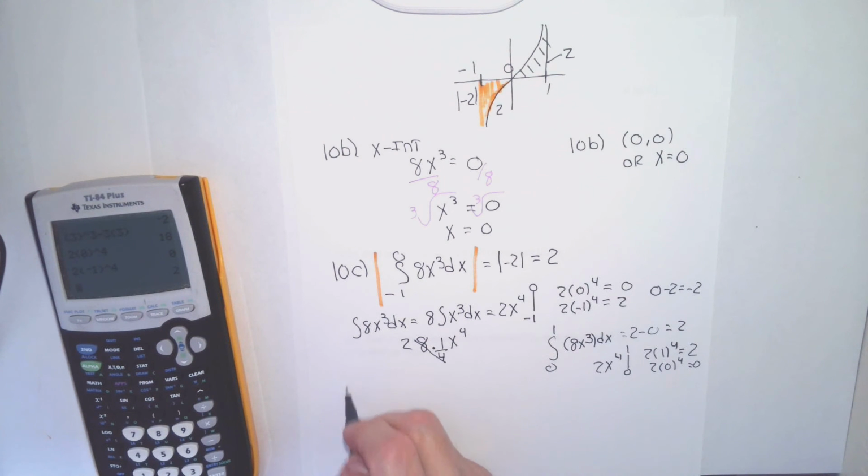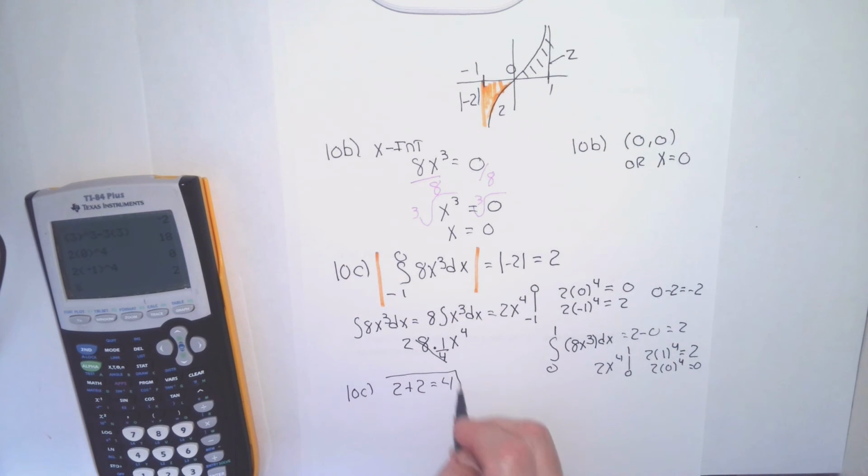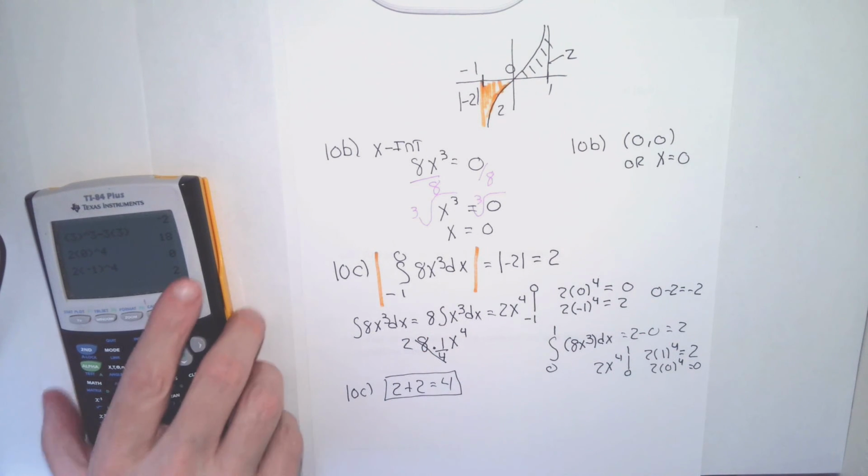The answer to 10C, I'm going to add up the lower area, which is positive 2, plus the upper area, which is positive 2. My answer to 10C should be 4. Should double check these to make sure I have the right answer. If on the test you don't show any calculus and you only use your calculator, you're going to get maybe 1 point for just being able to get the answer. But the work is going to be the more important part here for part C.